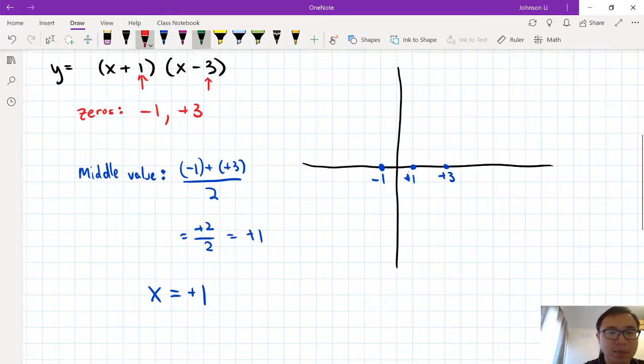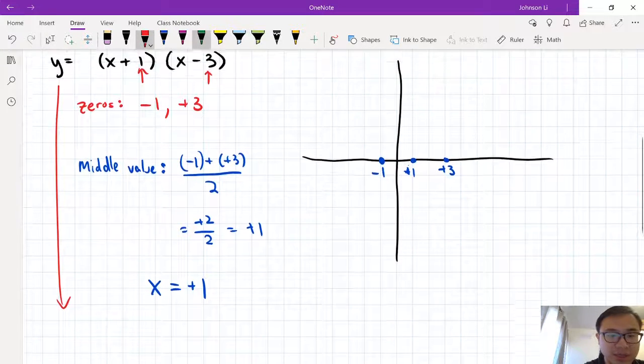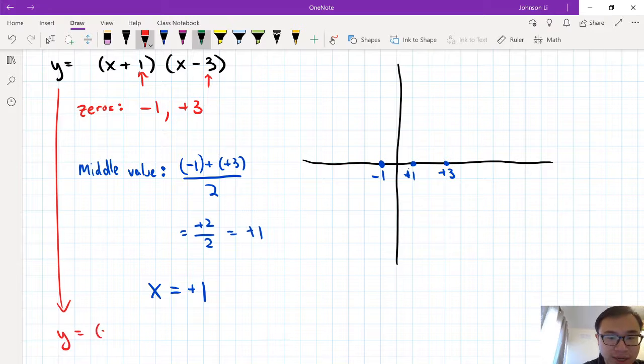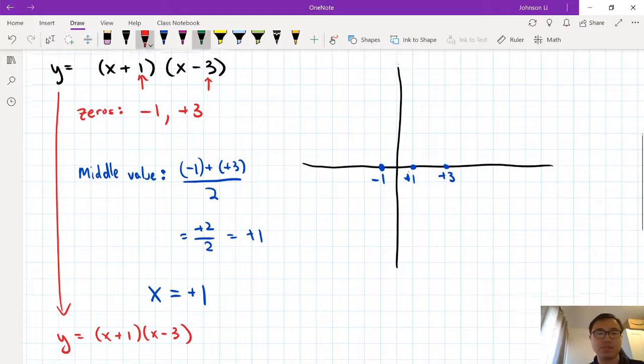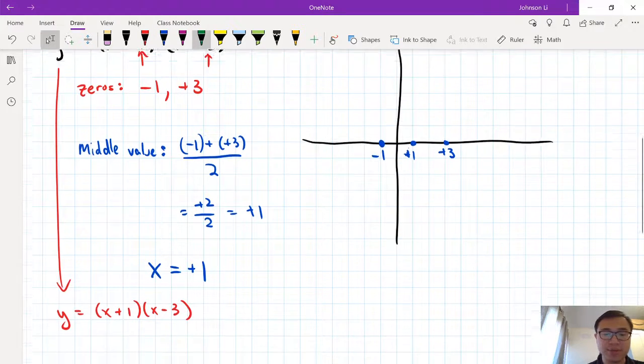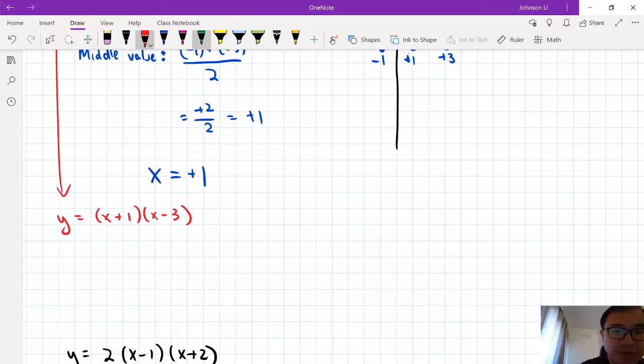Okay, so I'm going to copy down this equation right here. So y is equal to (x plus 1)(x minus 3). And now I'm going to substitute x as 1 inside. In other words, my x is the same thing as positive 1, so I'm just going to write positive 1 inside. Maybe get rid of the plus sign. So (1 plus 1)(1 minus 3).